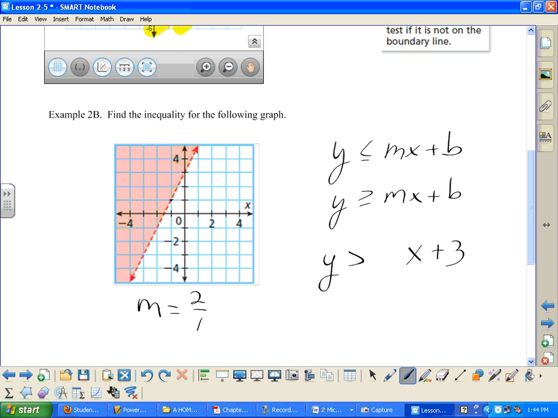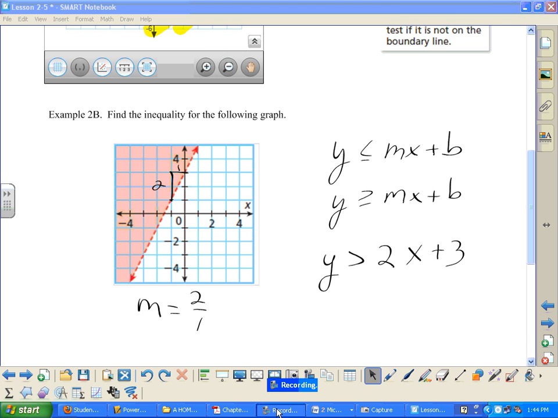Okay. We went up 2 over 1. Y is 2, change in x is 1. Okay. So we would have y is greater than 2x plus 3.